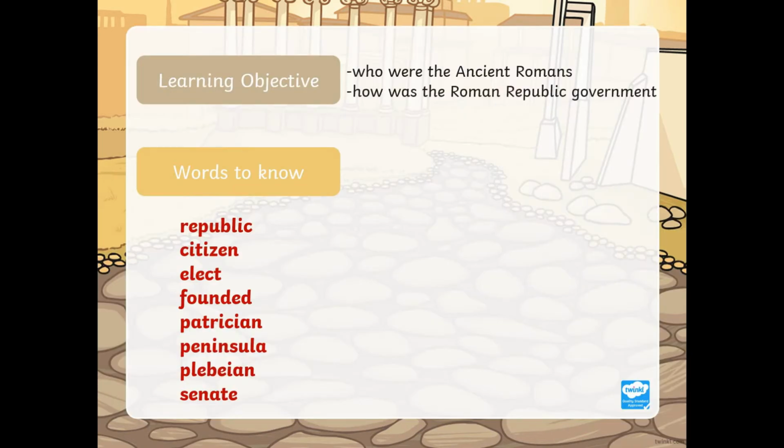Our learning objective is to learn who were the ancient Romans and how was the Roman Republic government? How did they rule? How was their government? The words that are going to come up in this lesson are republic, citizen, elect, founded, patrician, peninsula, plebeian, and senate.